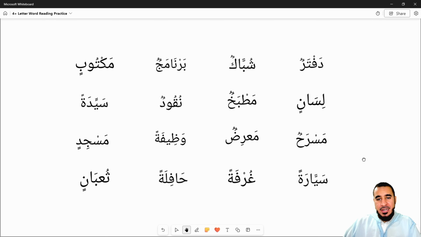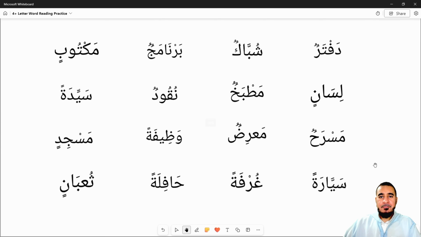All right, so that was 16 words that are 4 or more letters. Alhamdulillah, we've covered them all now. So now what I want you to do is to unsuspend the final deck in your Anki collection. It will be the deck related to 4 or more letter words. There's 100 words in that deck.